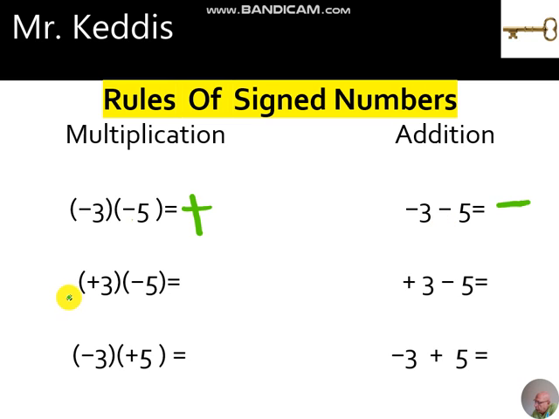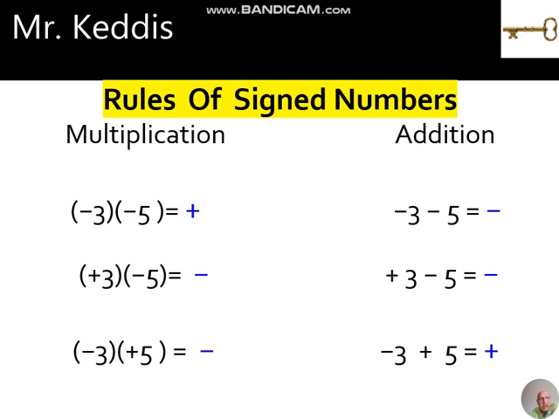In multiplication, when I have different signs, positive times negative or negative times positive, the sign is always negative. But in addition, when I have different signs, I take the sign of the higher number. The number 5 is higher than the number 3, so I take the sign in front of the 5. Here the sign in front of the 5 is negative. Here the sign in front of the 5 is positive. Please pause and take notes.